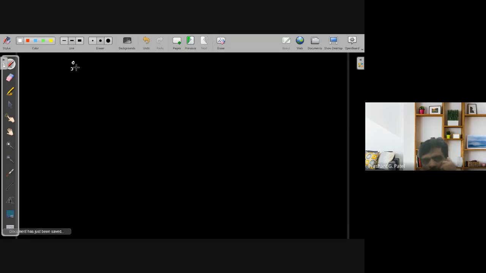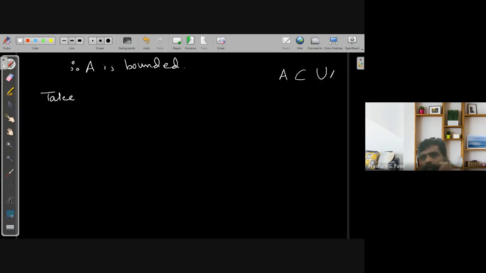Now we have to prove that A is not totally bounded. That means A cannot be covered by a finite number of sets A_i, which are subsets of A or X. X is L2 here. So we have to prove that there does not exist any finite number of A_i which cover this set A. That is our objective. So for that I am taking epsilon equal to 1.